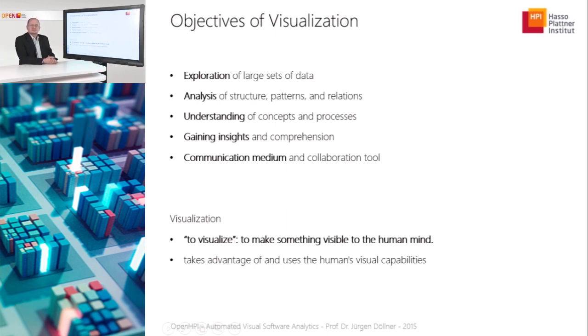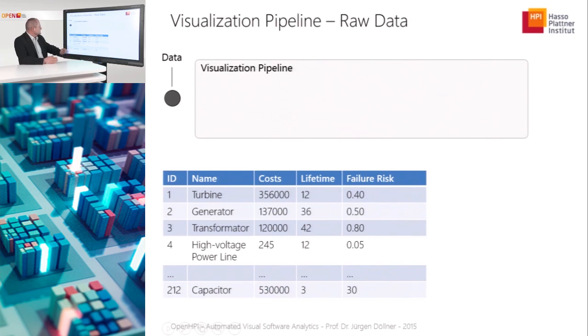The term visualization is defined as to make something visible to the human mind. Visualization takes advantage of and uses the human visual capabilities. Now, to outline the visualization pipeline, let's have a look at an example. Below you see part of a data set. It's about parts of a complex system and three different dimensions, different attributes, for example, costs, lifetime, and failure risk.